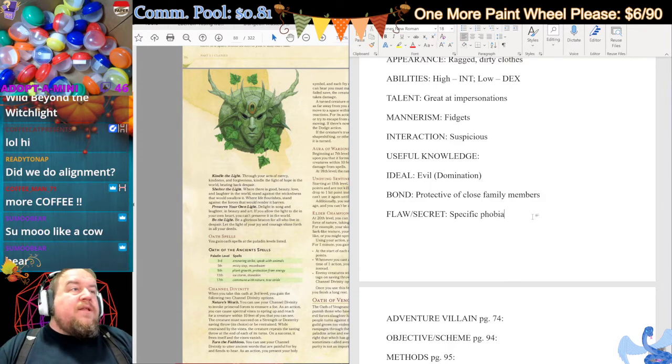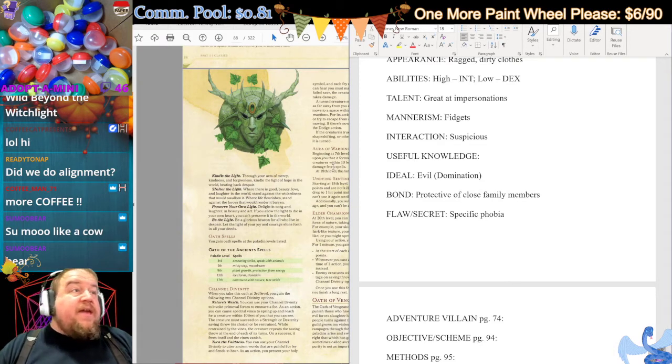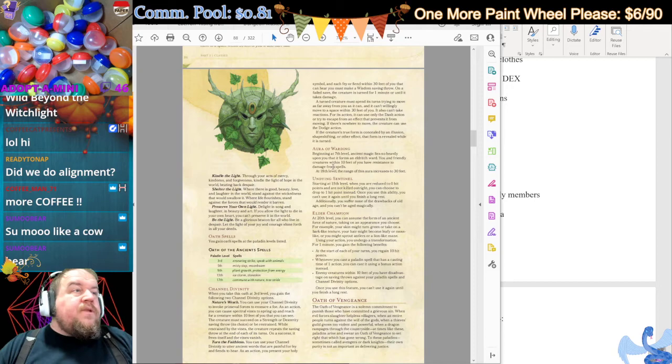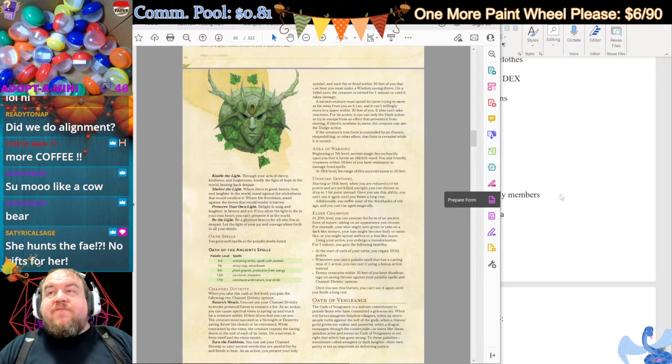No, we didn't roll alignment, though. We can. Sumu like a cow. Samu Bear. Samu Bear. Samu Bear. All right. She hunts the Fae, no gifts for her.